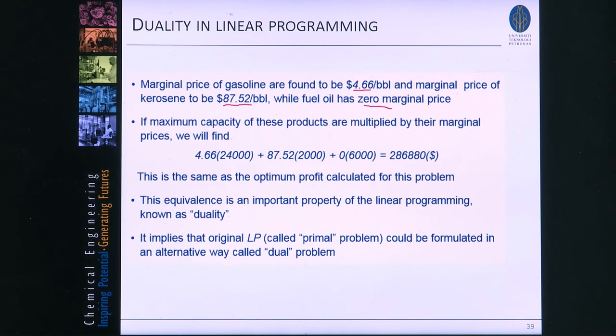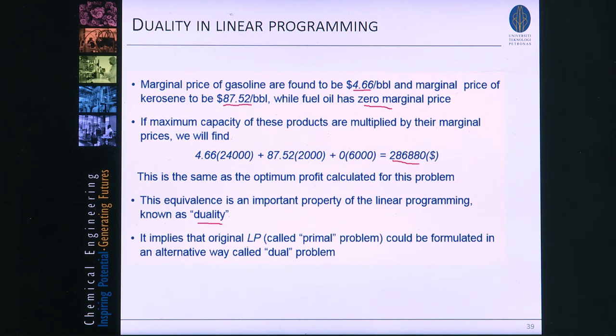If the maximum capacity of these products are multiplied by their marginal prices, so 4.66 times 24,000, and that times that, we make this, which is the same as the optimum profit calculated for this problem. So this is an important feature of linear programming called duality.